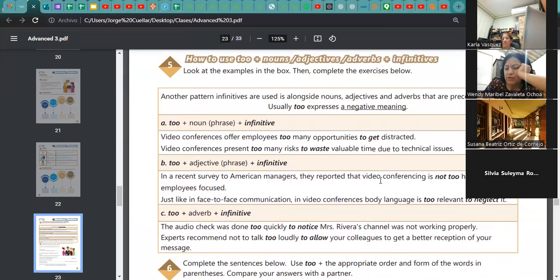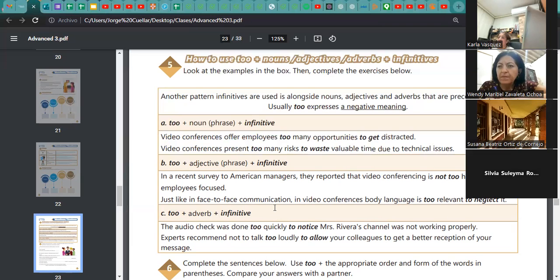And in part C, too plus adverb plus infinitive. Remember that we said yesterday, an adjective describes the noun, and the adverb describes the verb or other adjectives or other adverbs. So that is the difference. The audio check was done too quickly to notice Mr. Rivera's channel was not working properly.